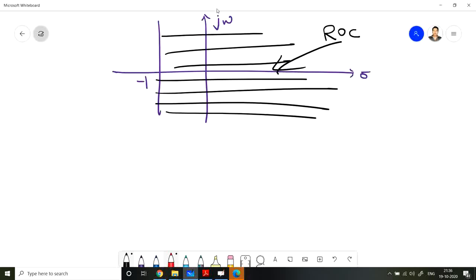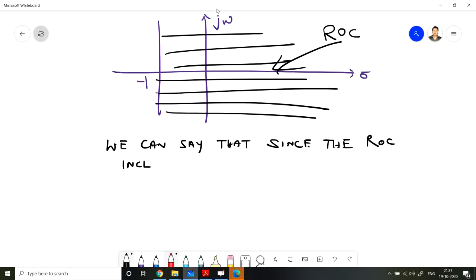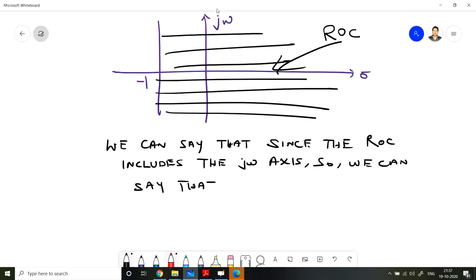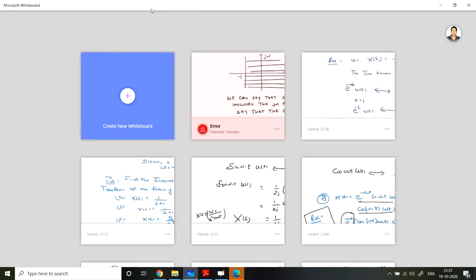Basically, if we see the stability of the system, then we can say that since the ROC includes the j omega axis, the system is stable. The ROC includes the j omega axis.